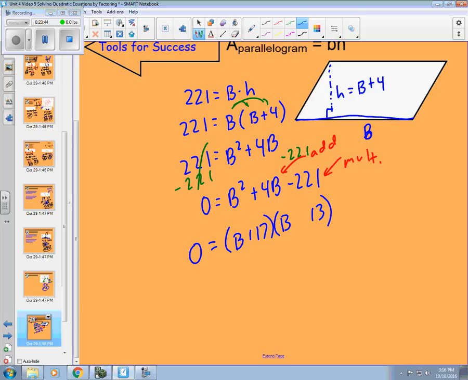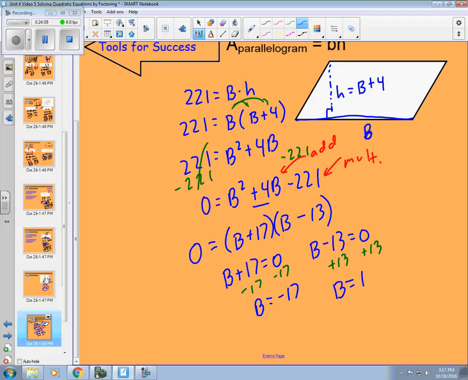We want the 17 to be positive and the 13 to be negative if this is a positive 4b. And so now do what we did before. Put both of these equal to 0 and solve, and you'll get the answer. And so here, if we minus 17, we get an answer of negative 17. And if we add 13, we get another answer of 13.